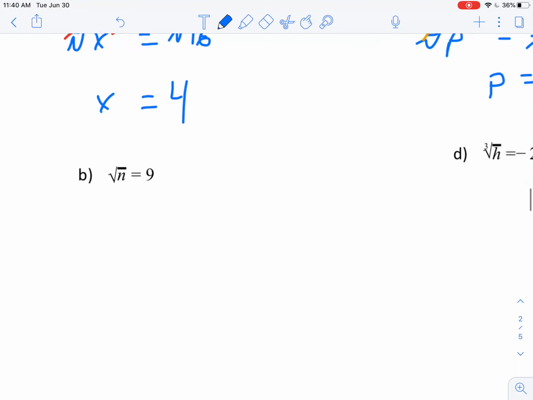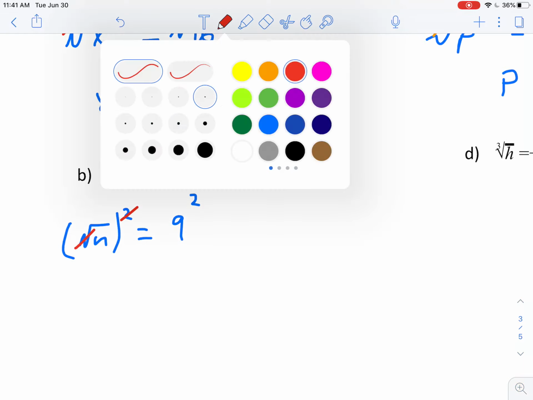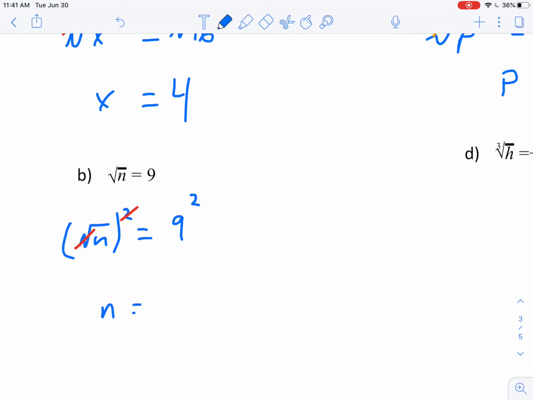All right, I have the square root of n. How do I figure this one out? Okay, what's the opposite operation of square rooting? I take the square root of n and I square it. If I'm going to perform this math on the left side, I need to do the same thing to the right side, which is also the same as saying 9 squared. So the roots cancel and the exponents cancel, and I'm left with n, and then 9 squared is 81.